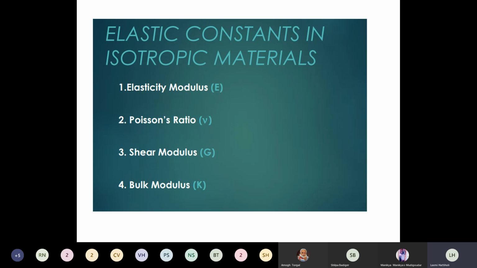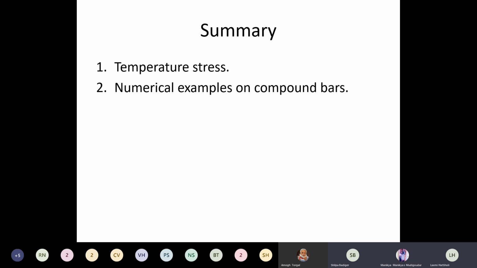Regarding shear modulus and bulk modulus, the definitions and the relationship, we'll take that in the next class. That will be the completion of your first module. Is this understood to you all? Yes, ma'am. I have also given you assignment questions related to the first module. Have you started solving them? I have given the theory questions, remember? Okay, so practice well. If you have any other doubts, you can always contact me. To summarize, we have learned temperature stress, elastic constants, and numerical examples on compound bars.